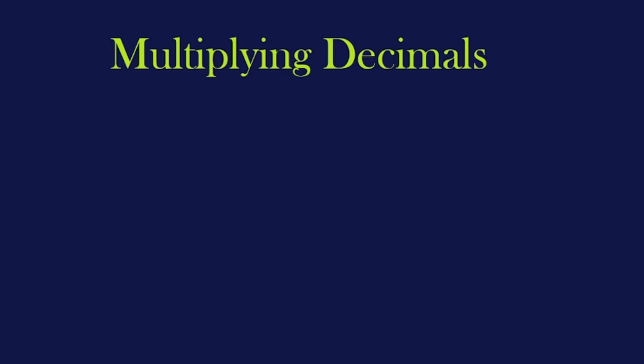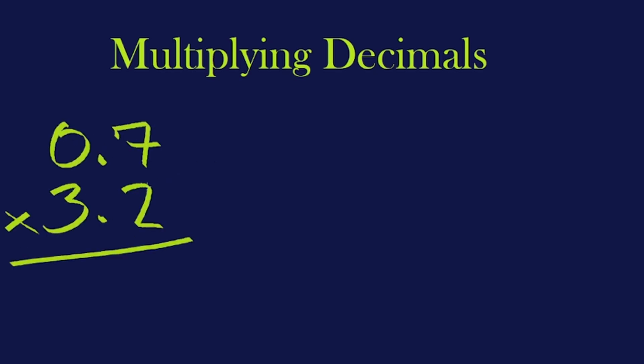Welcome. Multiplying decimals. That's what we're looking at today. So let me set up a problem for us. All right, we have 0 and 7/10 times 3 and 2/10, or 0.7 times 3.2.